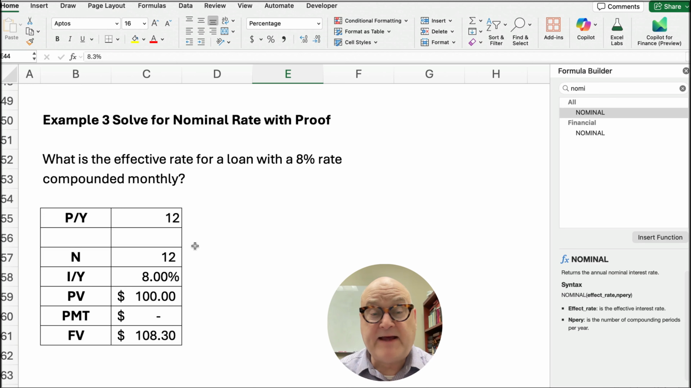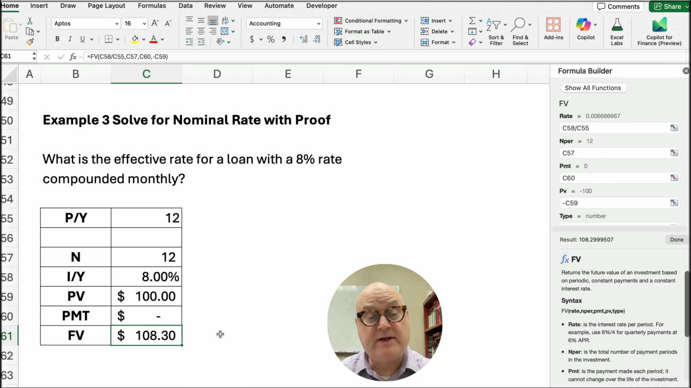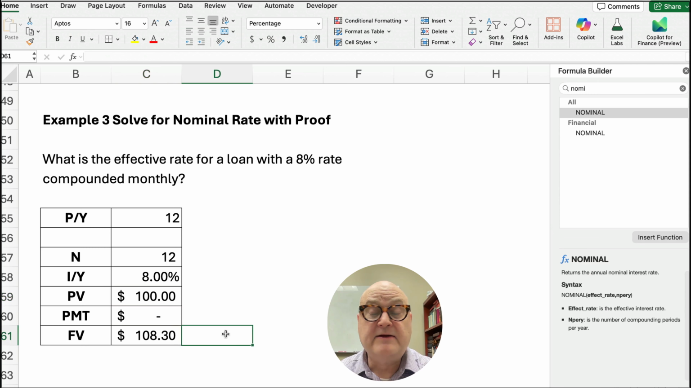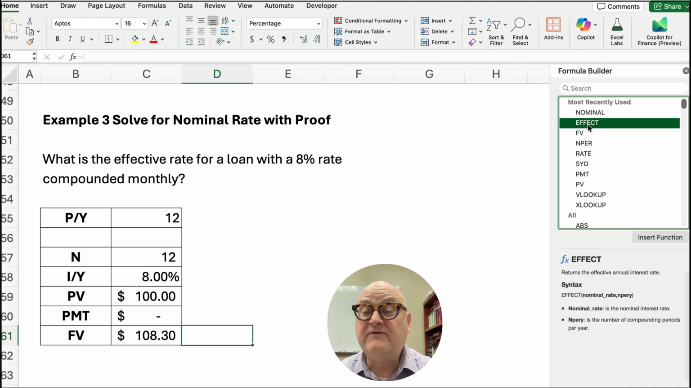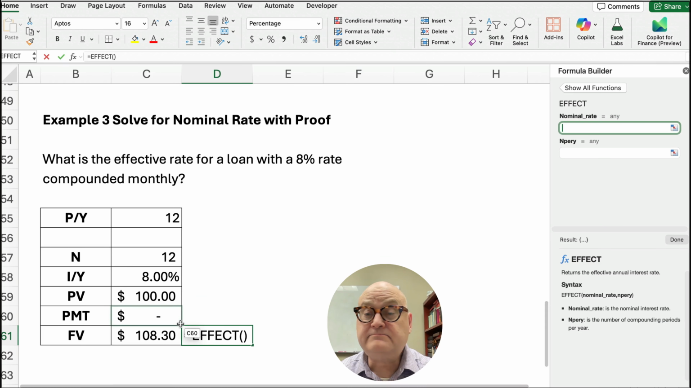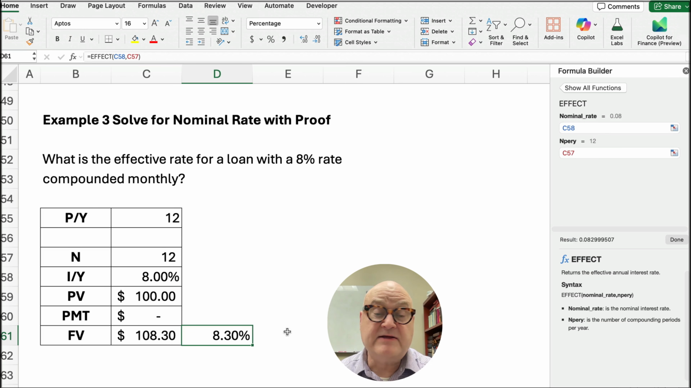So sometimes, if I get in a problem and I'm not sure, I forget how to do it, then I'll just set up a problem for $100 and let it grow for 1 year, one total period. So it's 8% compounded monthly. So I need 12 full months to make 1 year. $100, you see it grows to 108. We could do this as the effective rate, right? The effective rate would be the nominal of 8%. The number of periods is 12. So it's 8.3%. We can do this on the calculator.